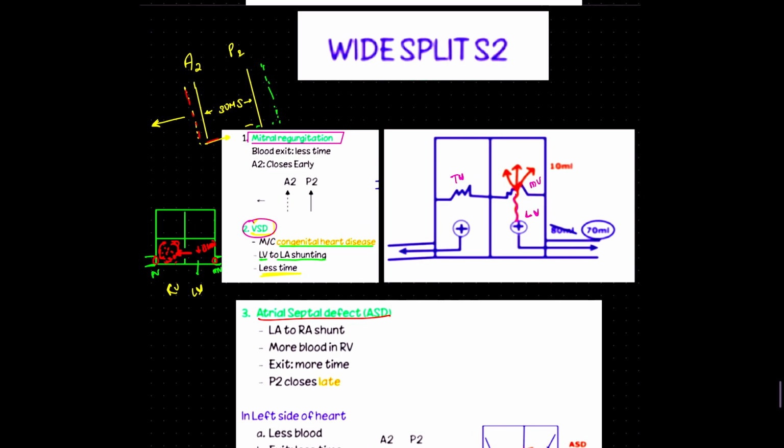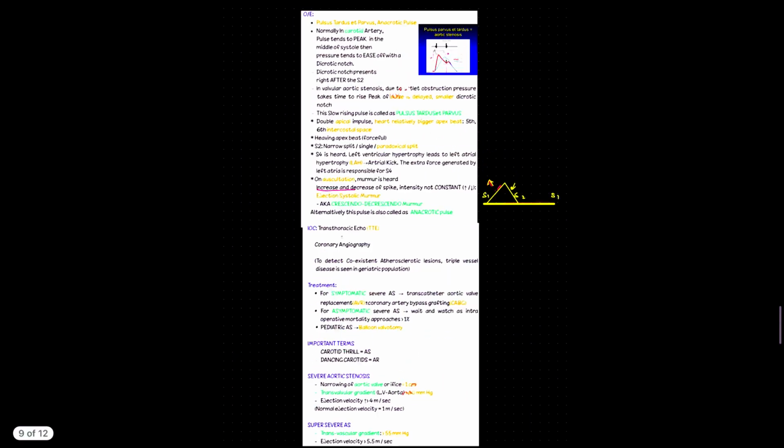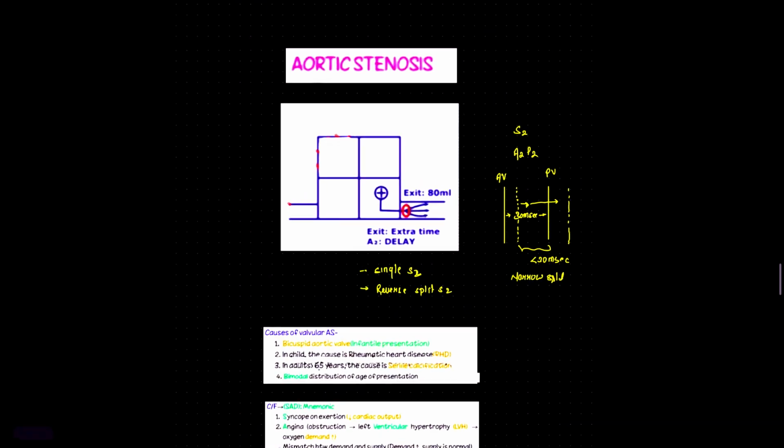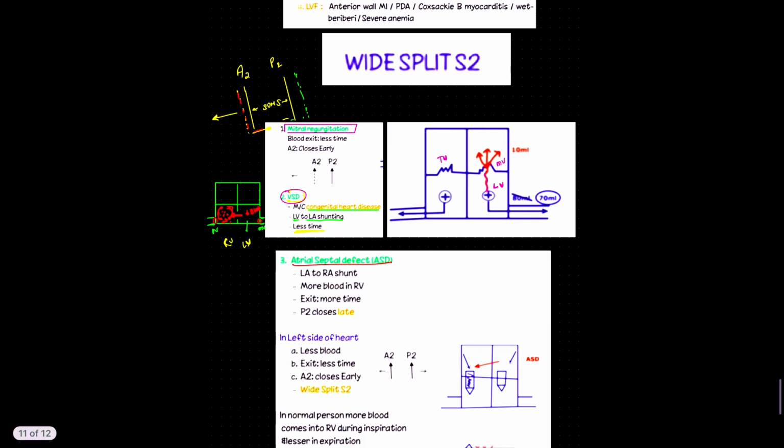So this was all about the different conditions in which there is wide split S2, and about narrow split S2 we already discussed patent ductus arteriosus and also aortic stenosis. So with it, I would like to end the lecture on wide split S2.